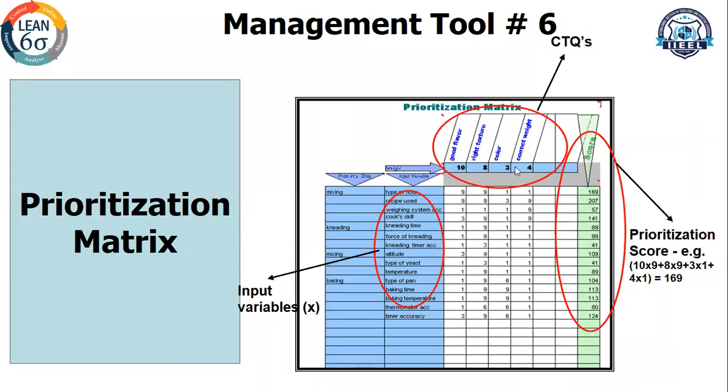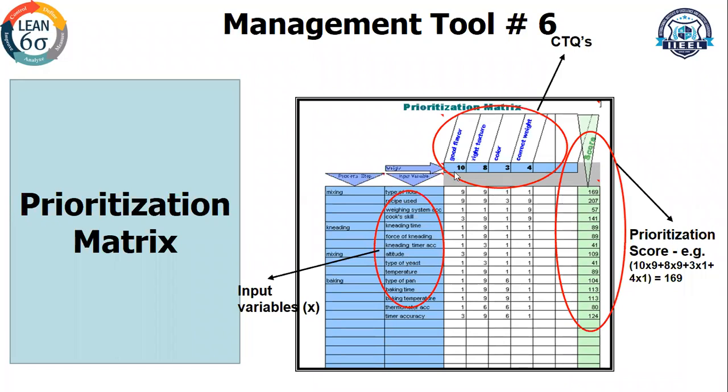So this is weightage to the project outcome. This is the input which is taken from the process mapping, and the scores are given based on the relation. If you have a strong relation with one CTQ, good flavor, you put 9. If you have a very least relation, you give 1. If you have medium, you give 3.